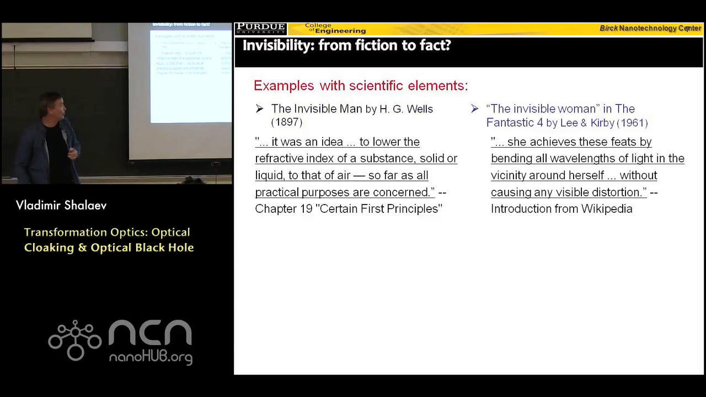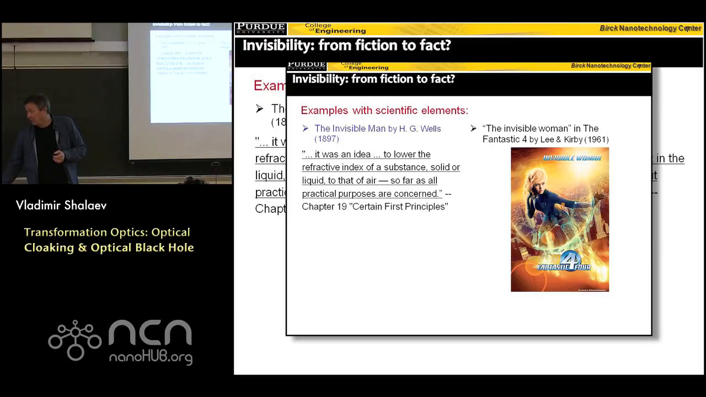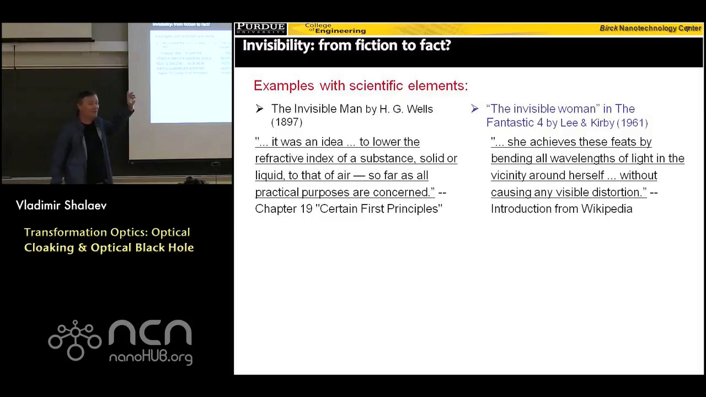And that actually comes from this second piece of literature. Frankly, I would not call it literature. It's junk in my opinion, but anyway. It has even this complimentary title, Invisible Woman. And that formulates again precisely from a scientific point of view what is needed. "She achieves these feats by bending all wavelengths of light in the vicinity around herself without causing any visible distortion." That's exactly the second part needed.